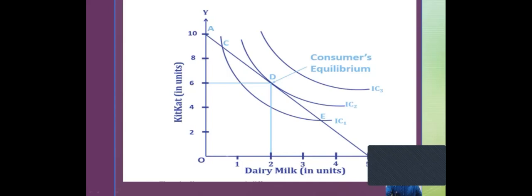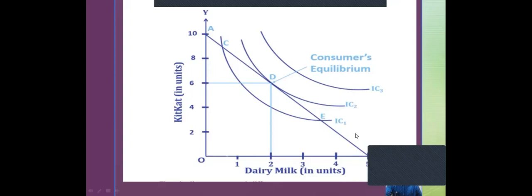Now coming to the next, to the diagram. In this diagram we are measuring KitKat chocolate on the OY vertical axis, and the OX horizontal axis measures dairy milk chocolate. A and B, this straight line which is downward sloping, represents the budget line. And you can see these are the indifference curves IC1, IC2, and IC3.